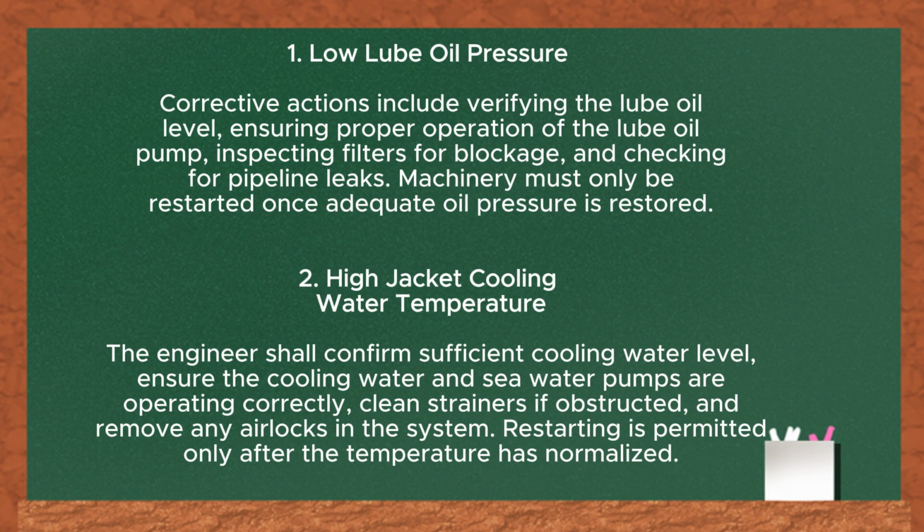Number 1. Low lube oil pressure. Corrective actions include verifying the lube oil level, ensuring proper operation of the lube oil pump, inspecting filters for blockage, and checking for pipeline leaks. Machinery must only be started once indicated oil pressure is restored.